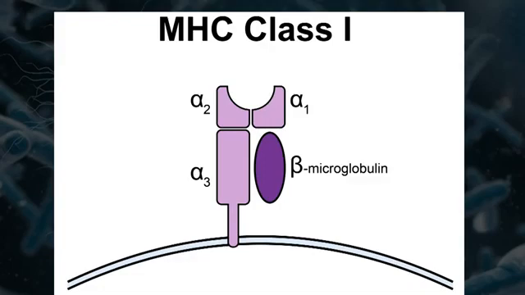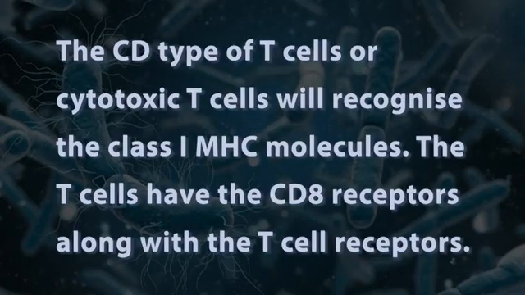The working of these MHC class 1 molecules helps in cell-mediated immunity. These molecules act as surface-bound epitopes on the nucleated cells. The CD8 type of T cells, or cytotoxic T cells, will recognize the class 1 MHC molecule. The T cell has the CD8 receptor along with the T cell receptor.